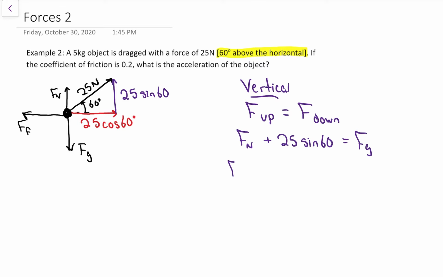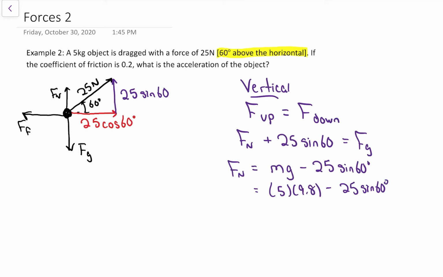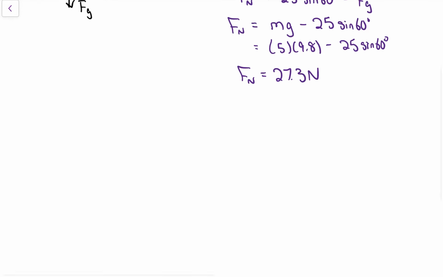We're looking for normal force, so if I flip it around, normal force is going to be gravity, the mg. This time, take away 25 sine 60. Now we can crunch it out. The mass of this was 5, g is 9.8. 25 sine 60 is like 0.87 or so, that's going to be kind of a funny decimal. When I worked it out, I got 27.3 as a normal force. That's what we'll carry forward as we move into the horizontal.